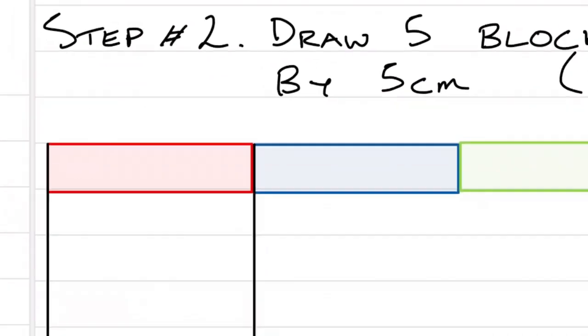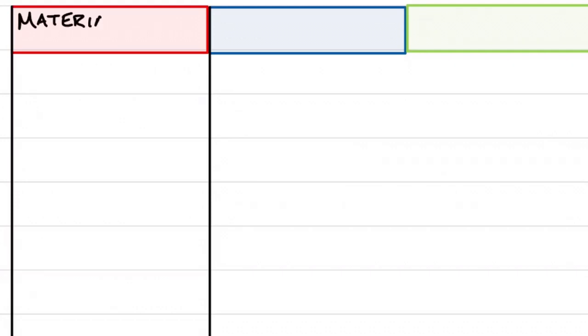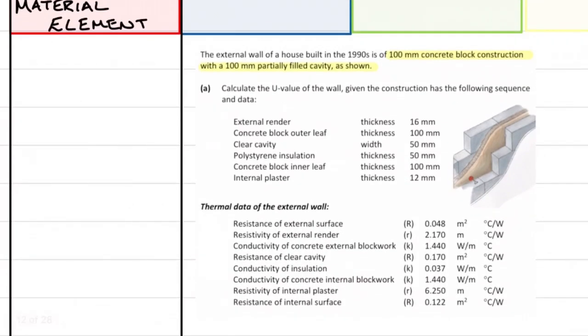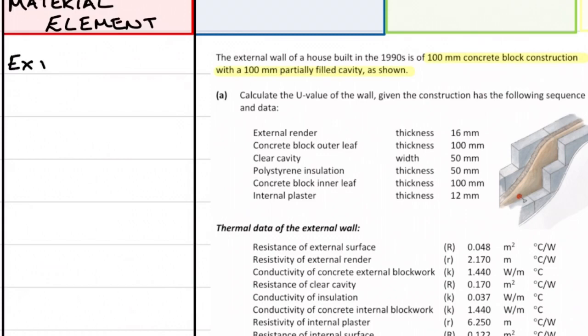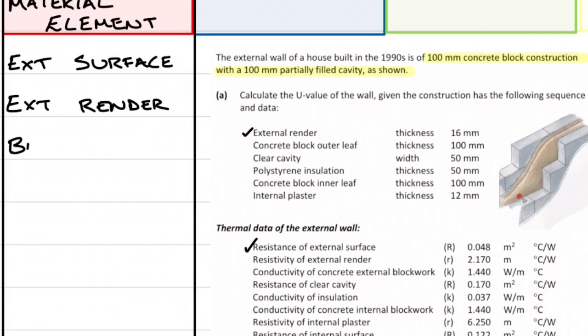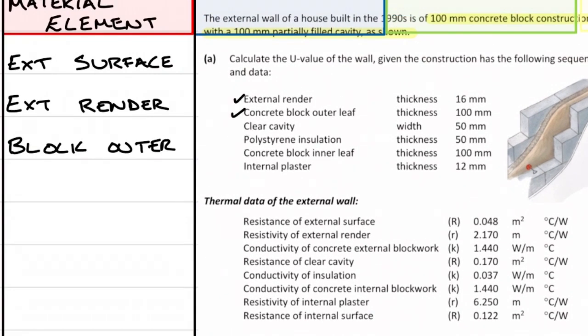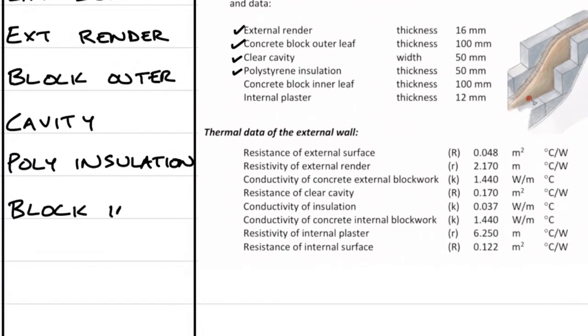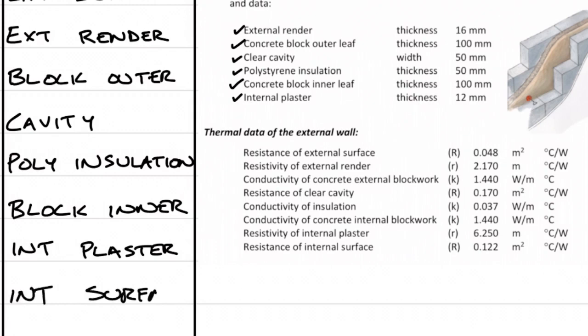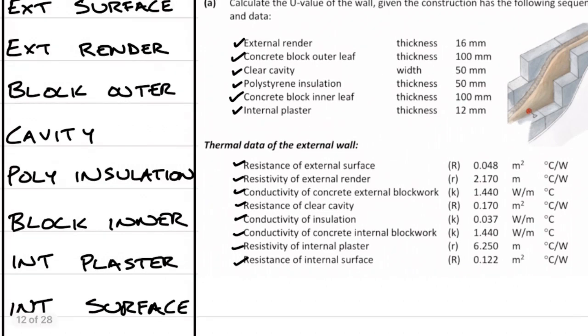So material elements. First thing we're going to do is write in material elements, and then we are going to tick off all the elements as they appear. So the external surface, the render, block outer, the clear cavity, poly insulation, concrete block inner, and the internal plaster. And just to double check then, I also tick it on the list down below. Not necessary, but it's nice to do a double check all the same. So check.